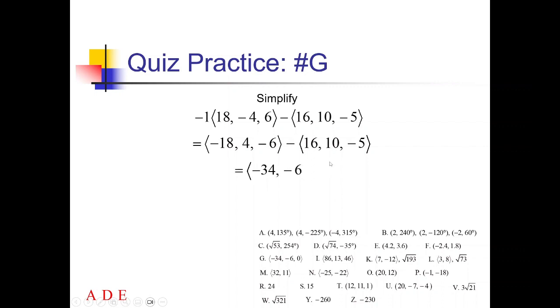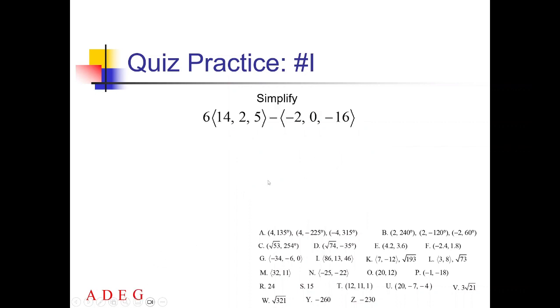And now let me do these z values here. Negative 6 minus negative 5. I'm really doing plus 5 then. So negative 6 plus 5 gives me negative 1. And checking my answer, we have negative 34, negative 6, and then negative 1 does not match 0. So we're going to put down G for my collection of letters here.